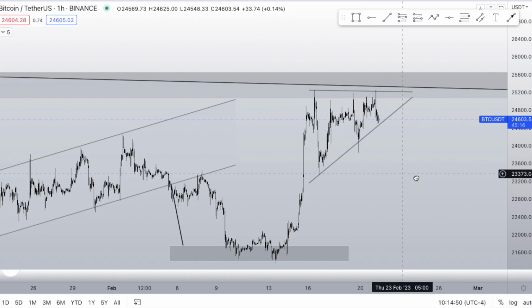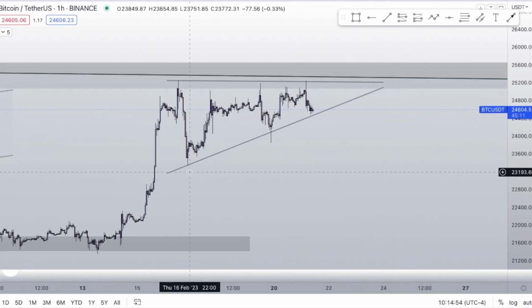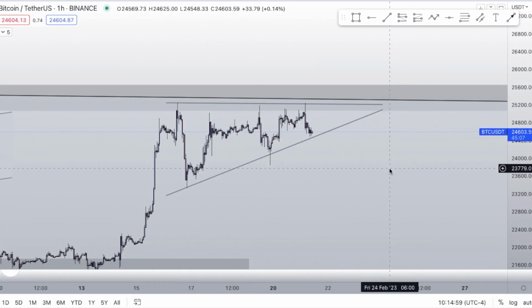The same thing here, we have an ascending triangle. Ascending triangle is a bullish idea because prices are pushing a little bit higher. The tops are equal, the bottoms are getting higher, but this is a push towards upside.